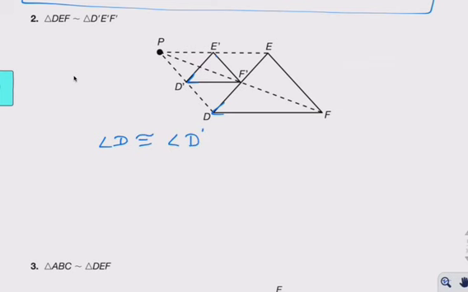These are the things that make triangles similar. They're not congruent, but it makes them similar. So all the angles have to be the same. To be similar, one rule is all the angles have to be the same. So angle E has to be congruent to angle E prime, and angle F is congruent to angle F prime.